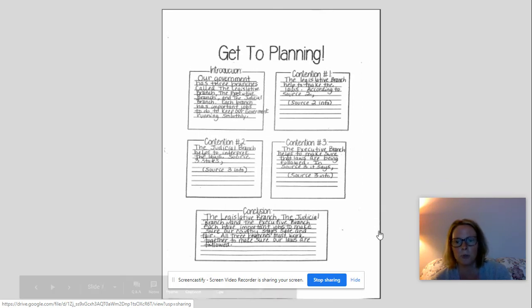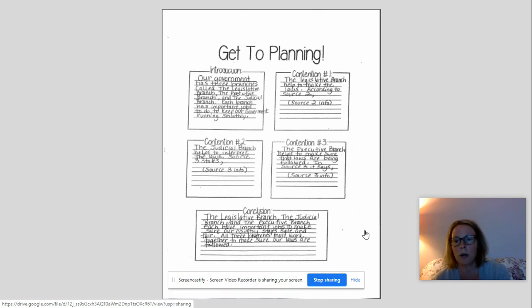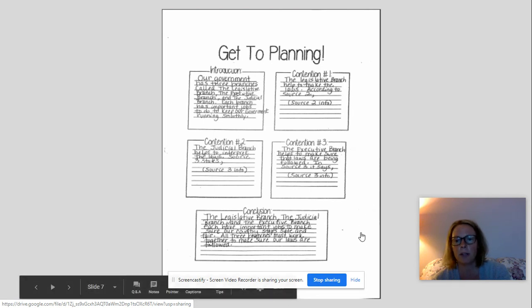You certainly do not need to use this graphic organizer. You can just write, you can draw it out, you can write it on a piece of notebook paper, but I did make this available to you if you want to use this as well.